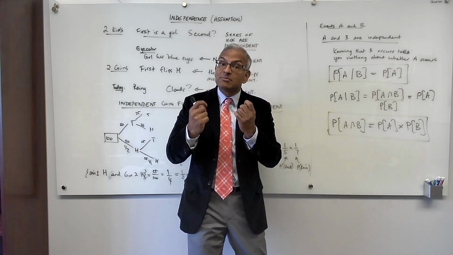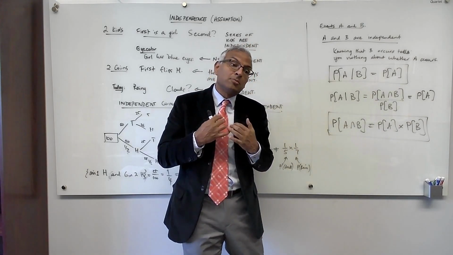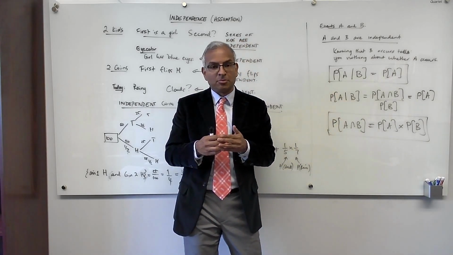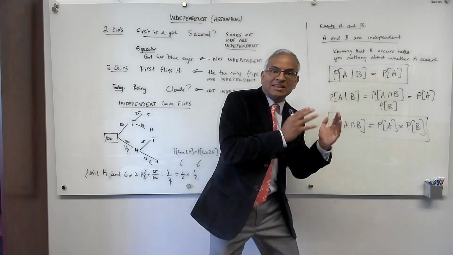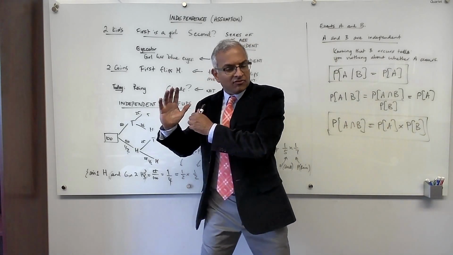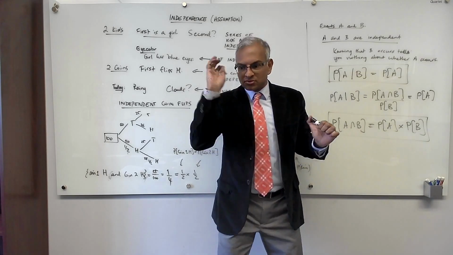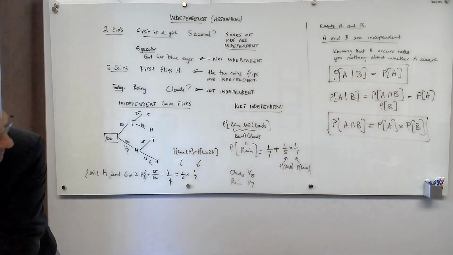And that makes it sometimes very convenient to compute the probabilities of very complicated events. For example, the probability that this happens, and that happens, and that happens, and that happens. Well, if they're independent, it's just the product of the individual probabilities. Okay, so let's erase and do lots of examples.